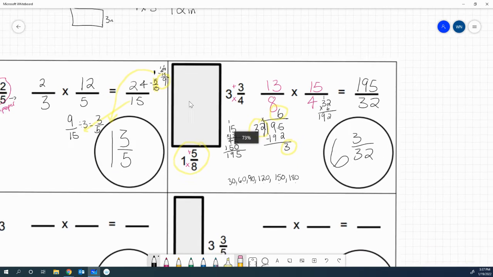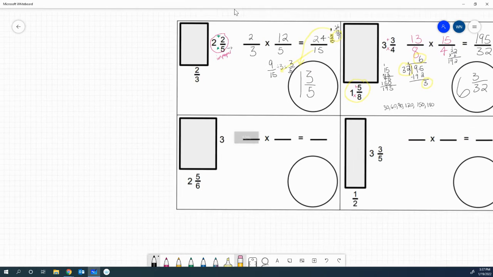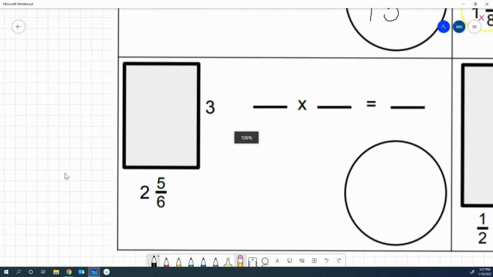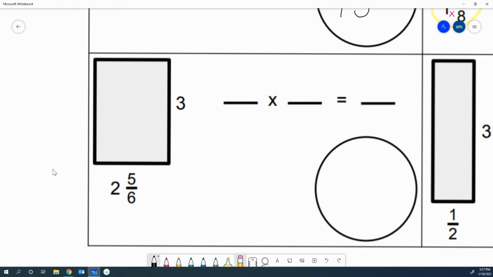Let's jump into the next one. And for this next one, I'm thinking I'm going to go ahead and have you solve this. This should be review from yesterday, so we should be pretty good at it by now. It does have a tricky part. You see that whole number? You have to think about what to do with it. Go ahead and set up this problem, 2 and 5/6 times 3, and go ahead, work it out, and then we'll do it and check it together.